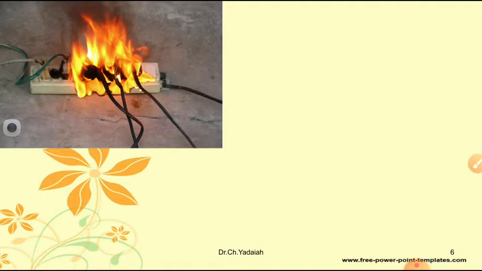You can see this one. It may be observed, this is an extension box, a lighting extension box. What is happening here? It is overloaded. It is a lighting load of less than 5 amperes. Now four items are connected to the load. Automatically there is a possibility.